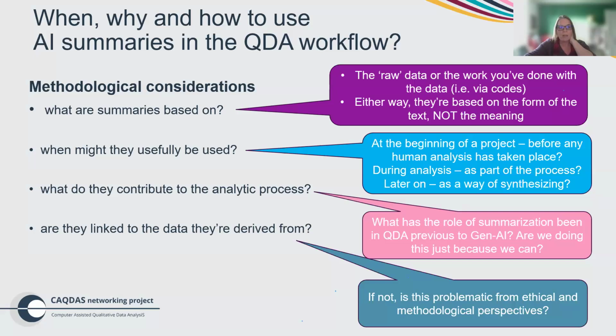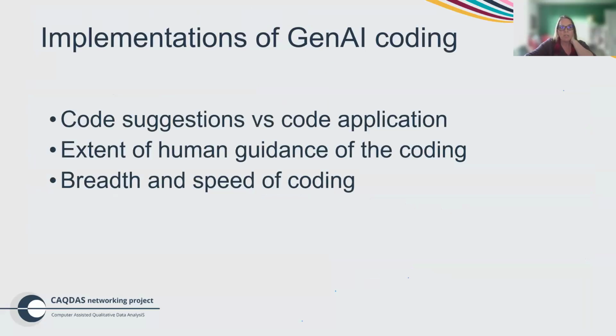So I'll move on then and think a little bit about coding. There's basically a few things to think about. Are you considering using generative AI to suggest codes to you or actually apply codes to the data? Those are quite different things. What's the extent of the guidance that you as a human want to give the AI to implement the coding? And what's the breadth and the speed of the coding? So these three elements differ somewhat according to tool.